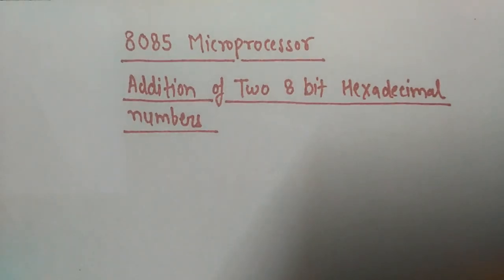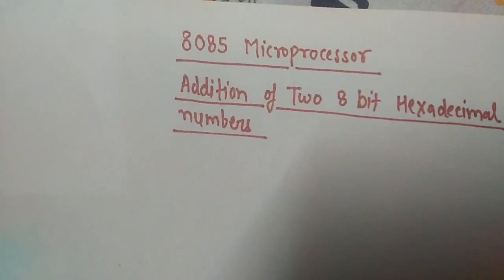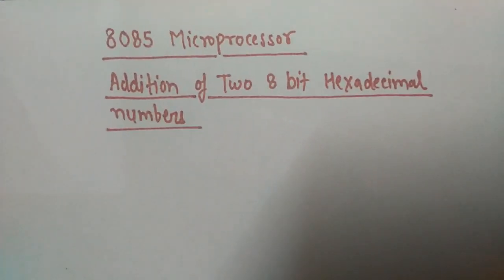Hello friends, in this video we are going to write a program for the addition of two 8-bit hexadecimal numbers for the 8085 microprocessor. Along with the program, I will be telling you the instructions that we will use in this program.